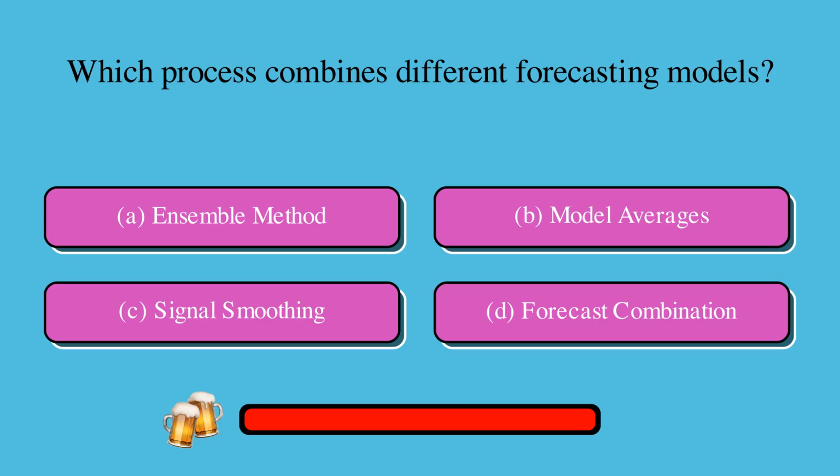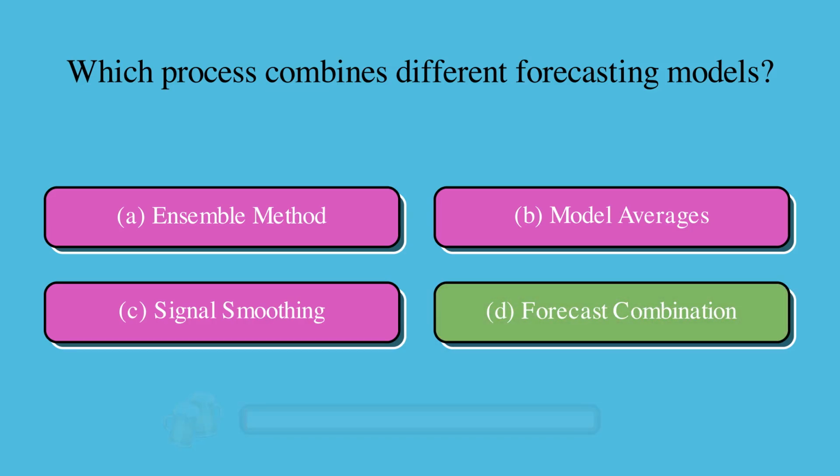Which process combines different forecasting models? Is it A, ensemble method, B, model averages, C, signal smoothing, or D, forecast combination? The correct answer is D, forecast combination.